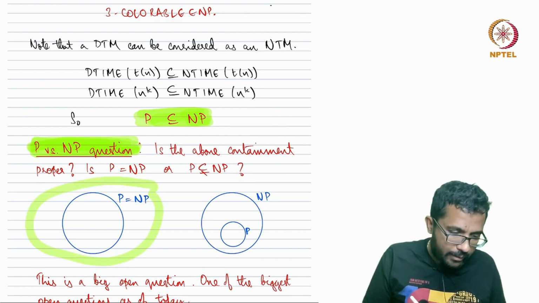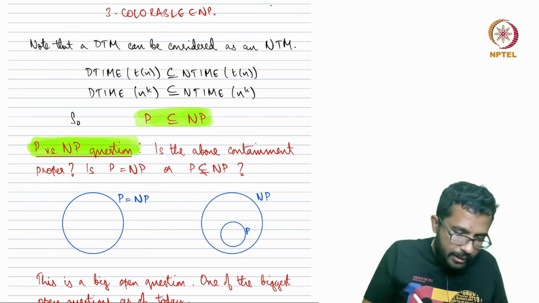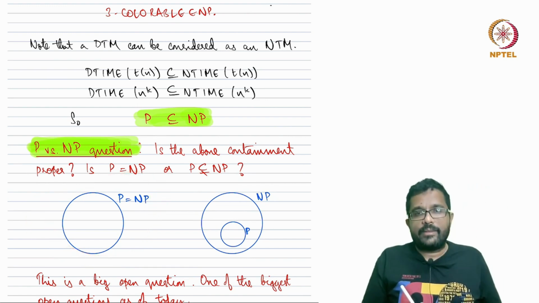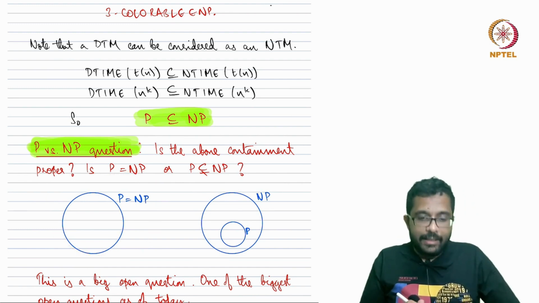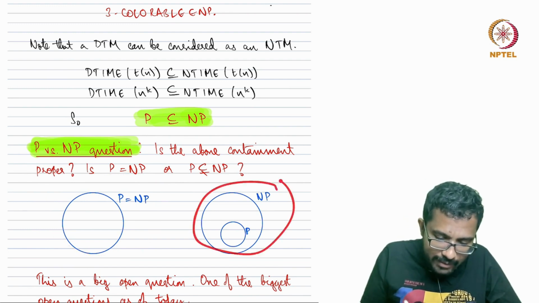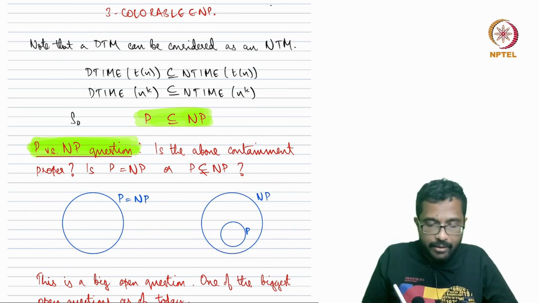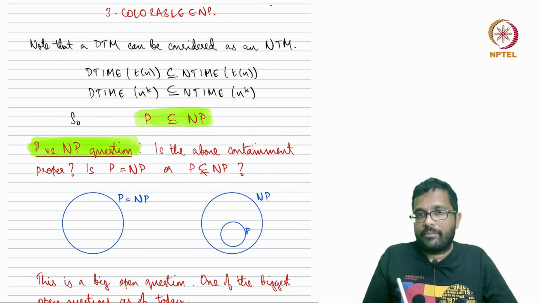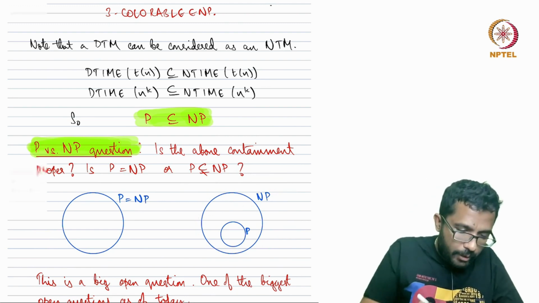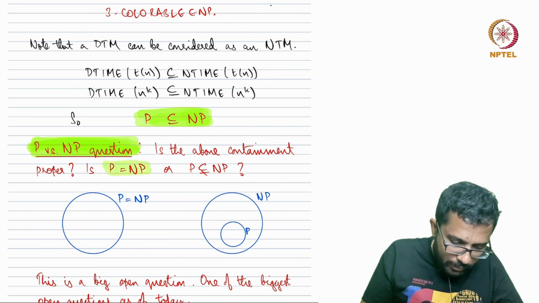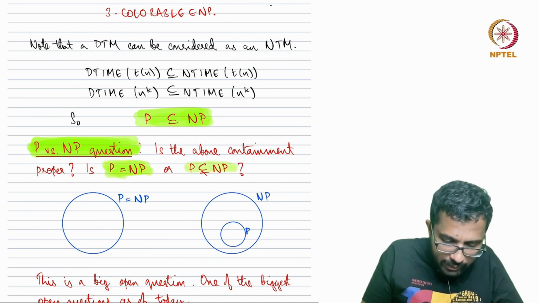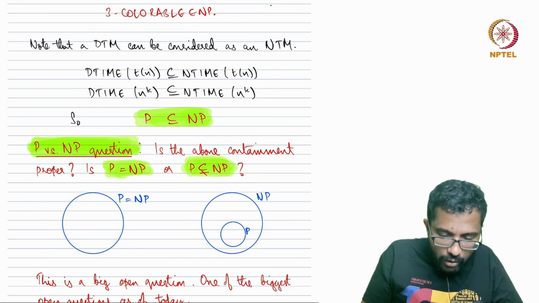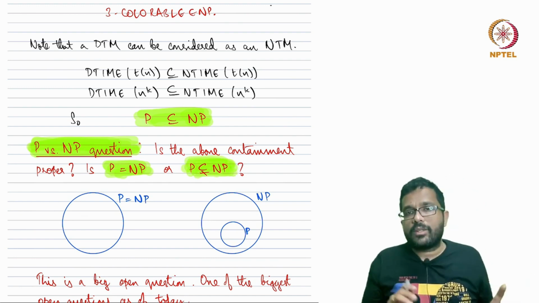So this is what I've depicted here. P and NP are the same set. Or the other possibility is that P is a strict subset of NP, a proper subset of NP. By that I mean there are languages in NP which are not in P, right? So these are the two possibilities: P is equal to NP, or P is contained in NP but not equal to NP.